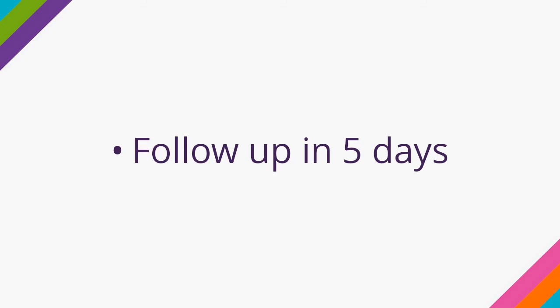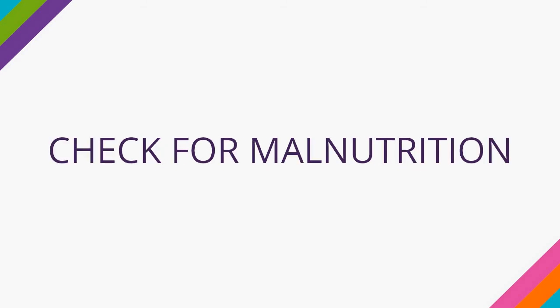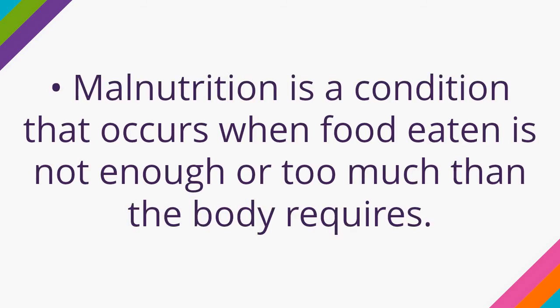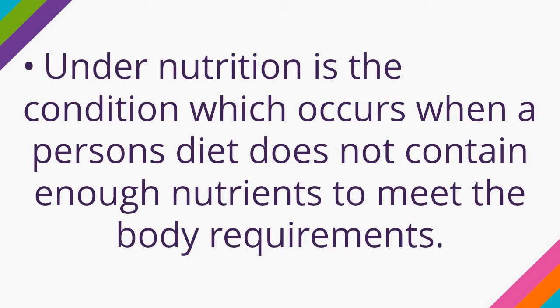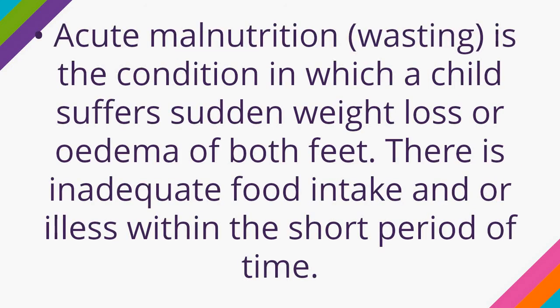So now let's look at checking for malnutrition. Under IMCI, how do we check for malnutrition? Malnutrition is a condition that occurs when food eaten is not enough or is more than the body requires. So nutritional terms that you need to acquaint yourself with are undernutrition, which is a condition that occurs when a person's diet does not contain enough nutrients to meet the body requirements. When you say acute malnutrition, or wasting, this is the condition in which a child suffers sudden weight loss or edema of both feet.